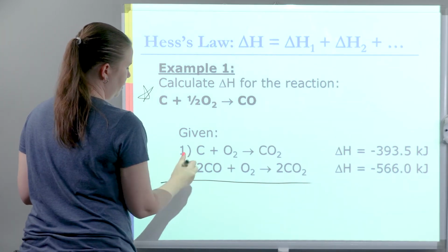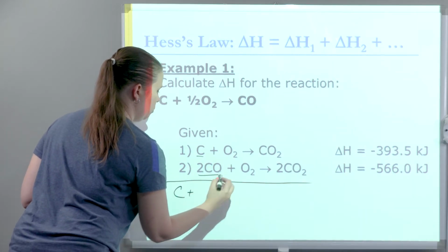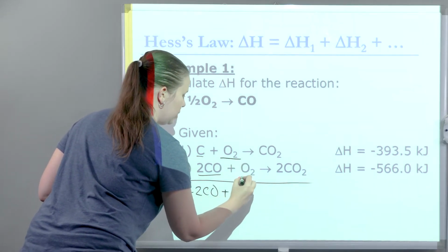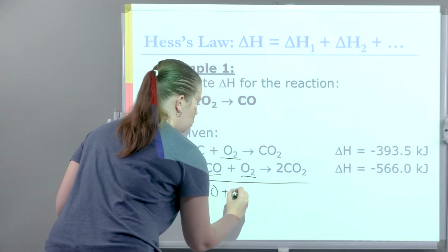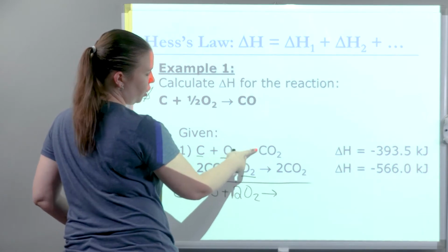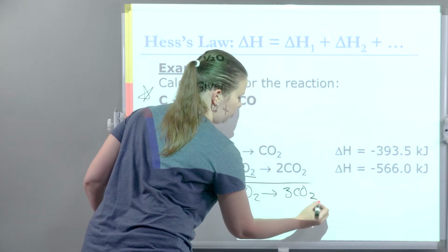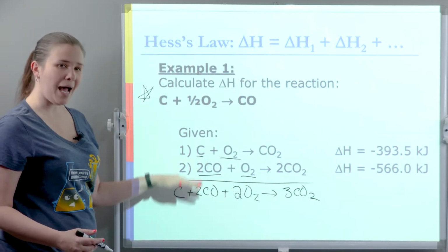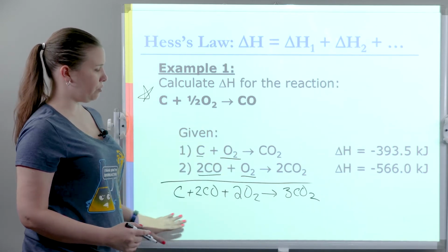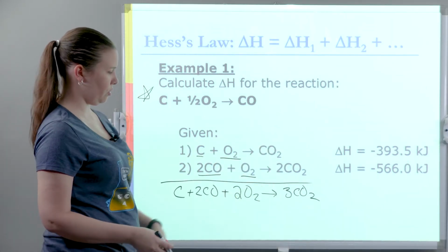So first of all, on the left-hand side, I can see I have 1 carbon, and I have 2 carbon dioxides, and then I have 1 mole of oxygen in each reaction, so that would total 2 moles of oxygen. And then on the product side, I have 1 mole in equation 1 and 2 moles in equation 2, so that's 3 total moles of carbon dioxide. So when we say we're adding up the equations, this is literally what we mean. We're adding up all of the total moles of reactants and putting them in one equation, and adding all the total moles of product, putting them in the final equation as well.